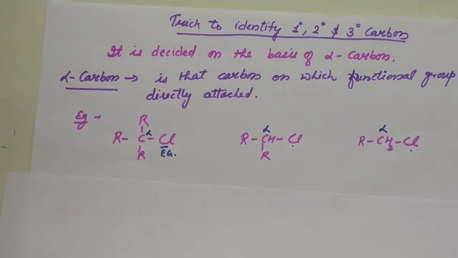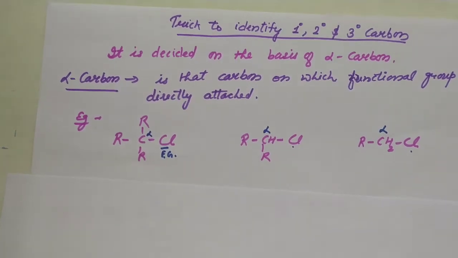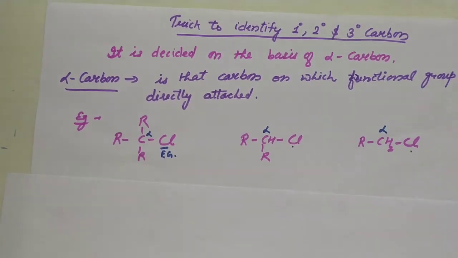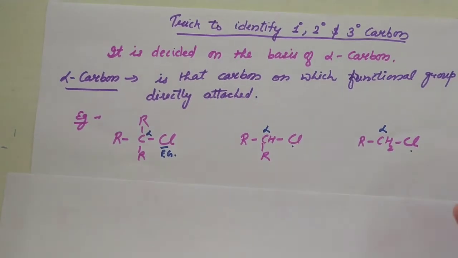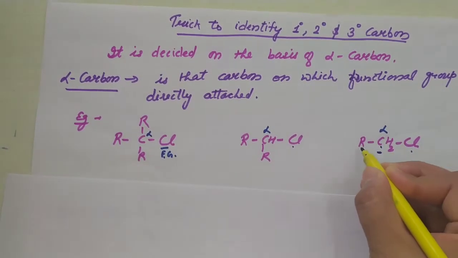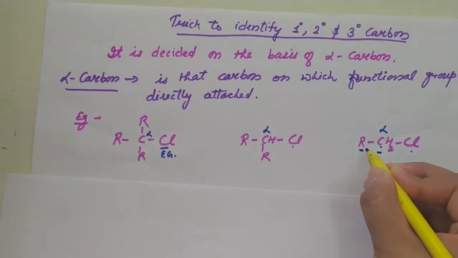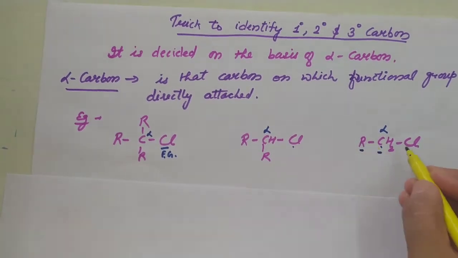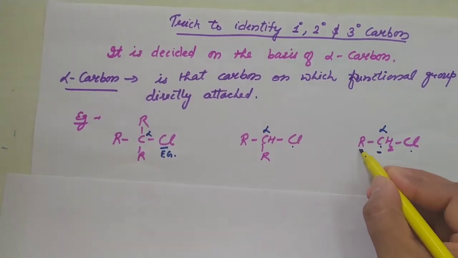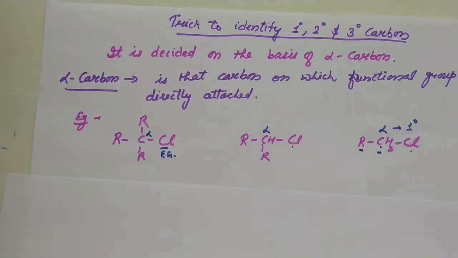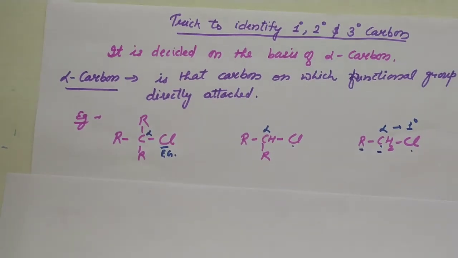Now, how do we identify which carbon is 1 degree, 2 degree or 3 degree? For that, we have to decide what the alpha carbon is attached to. In this case, the alpha carbon is attached to only one carbon chain. This is an alkyl group, meaning carbon. So this alpha carbon is attached to only one alkyl chain, so it is known as 1 degree.